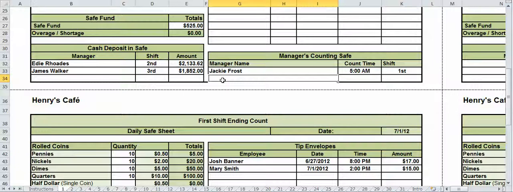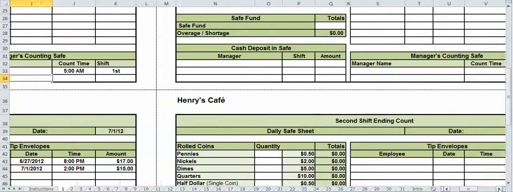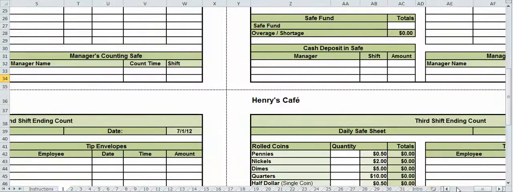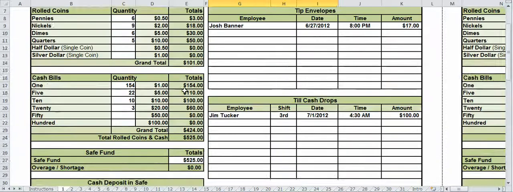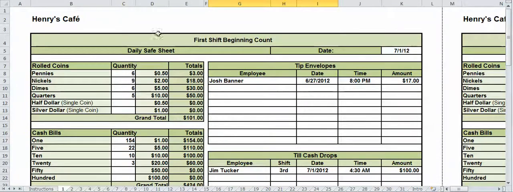Then we recommend they sign it in ink so that a permanent record can be held and no one can go back and change that sheet, because that would be accessible to the other managers. Then the same thing should happen on the second and the third shift. So that basically explains how you would use the cash safe count sheet.